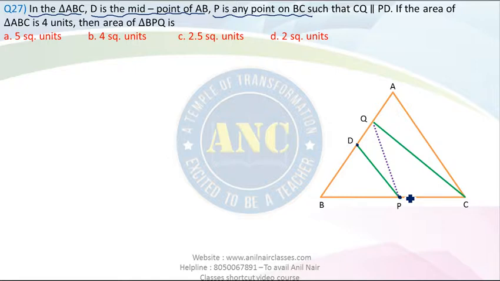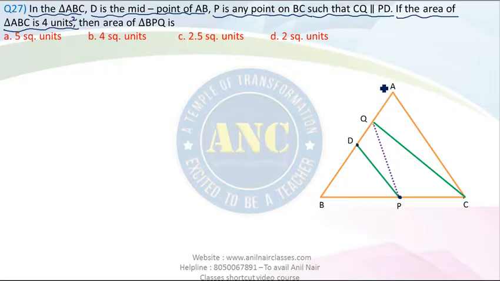Any point means it may be a midpoint, it may not be a midpoint also. That means you should not assume it as a midpoint and solve it. You should assume it as a non-midpoint and solve it, such that CQ is parallel to PD. This line CQ is parallel to this line PD, although it is not looking like that in this diagram. If the area of triangle ABC is 4 units square, then find the area of triangle BPQ.